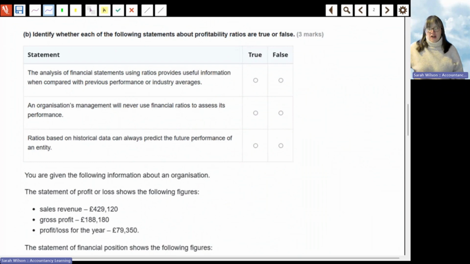Next, we need to identify whether each of the following statements about profitability ratios are true or false. The analysis of financial statements using ratios provides useful information when compared with previous performance or industry averages. So this is true. When we have financial statements and we have the analysis using these ratios, it means that we can compare it either against previous performance from last year, 2 years ago, 3 years ago, or it can be compared against an industry average as well. So how is your business performing in the industry as a whole?